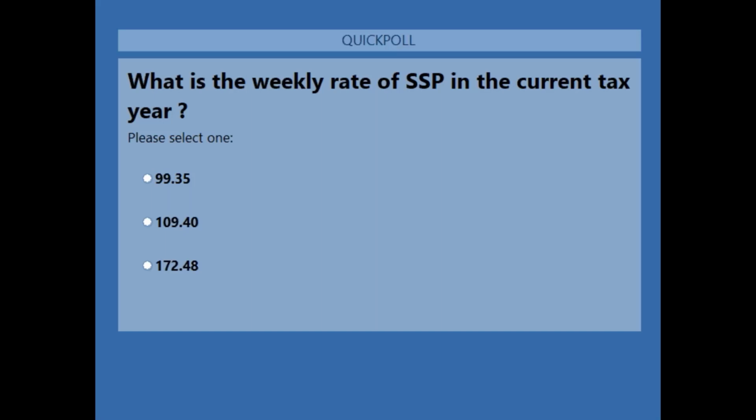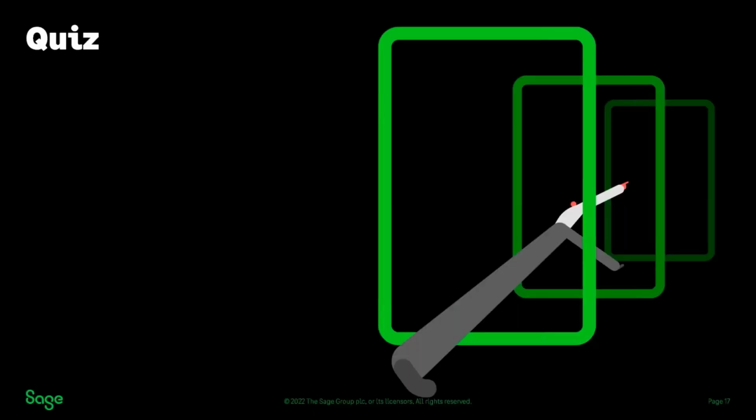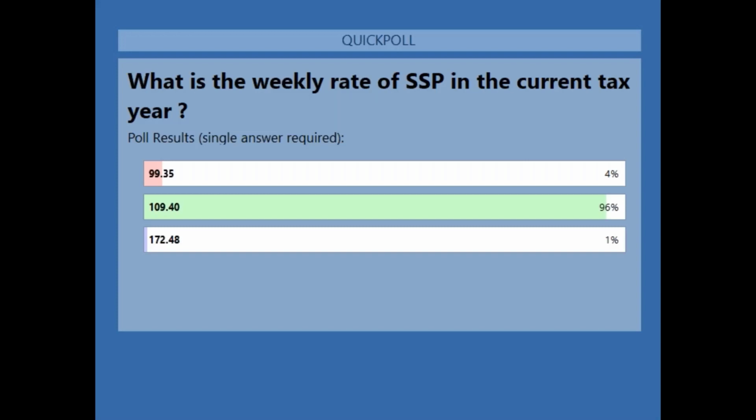Okay, so that is the minute up for this question. So we're going to close that one down. Let us share the results. So we have an overwhelming majority of 96% of you going with £109.40. And the majority of you are correct. So it is £109.40 this particular tax year.